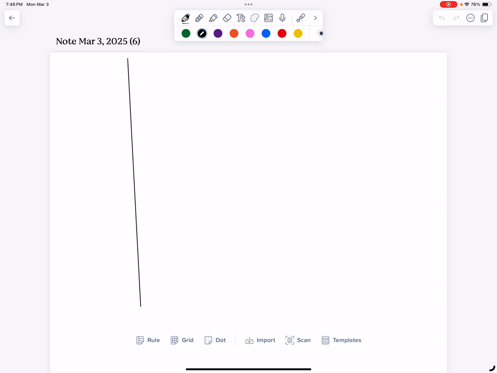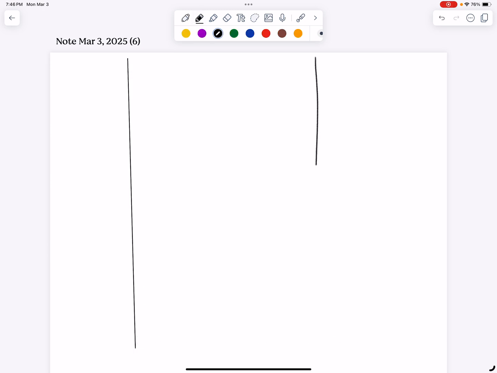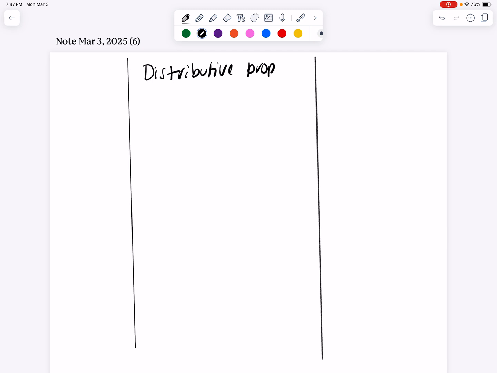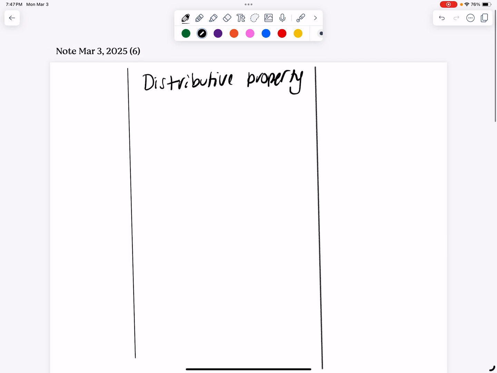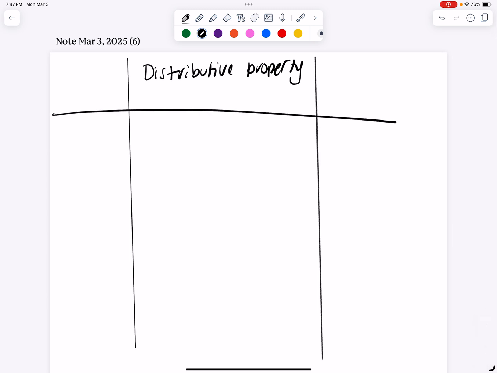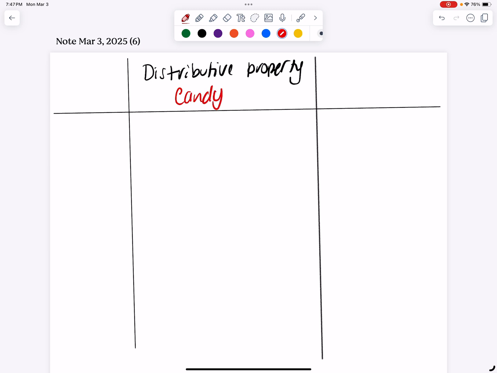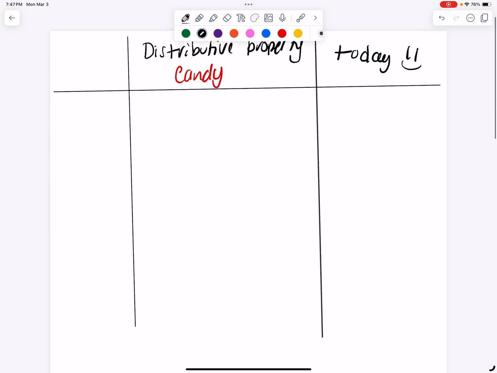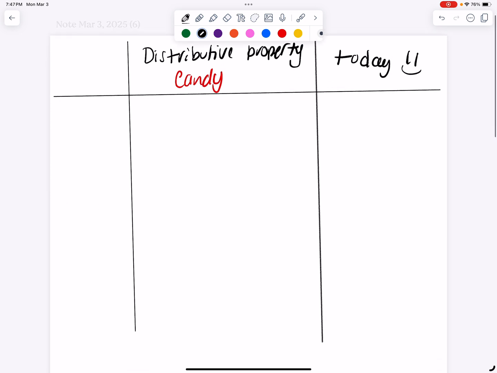Today we are going to learn how to factor and find and use the distributive property, okay? So we are going to learn about the distributive property first. The distributive property is a property that I like to say, aka candy. I'm going to call it candy, and I'll explain why. And then write today's date. This is more of a practice video because we already did the lesson. All right, so to distribute.